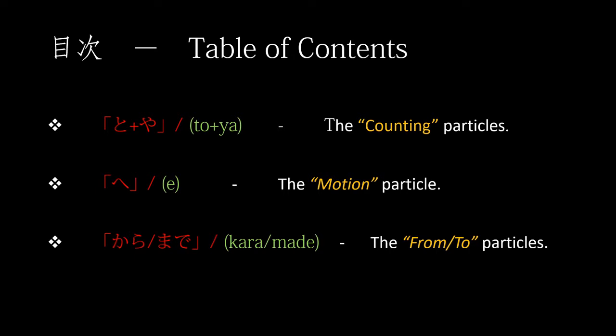As you can see, the first set is to and ya, or the counting particles. After that we have e, which we will be examining in detail solo, and that is the motion particle, and after that the final are the kara and made particles, or the from and to particles.